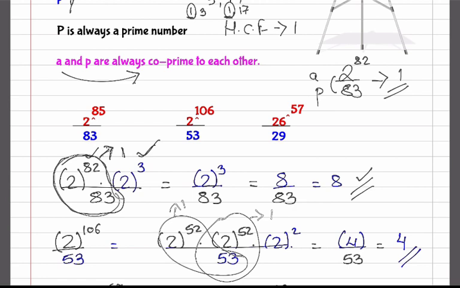52. So I split this up: 2 raised to 52, 2 raised to 52. This is 52 plus 52, 104. What am I left with? 2 square. Okay, now what will happen? 2 raised to 52 divided by 53.